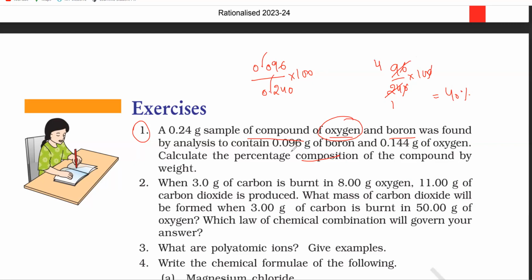So the boron percentage is 40%. So the oxygen percentage will be 60%, because if one thing is 40%, the other should be 60%. That is 0.144 divided by 0.24. You can divide it, or you can subtract it from 100. Okay, do it.